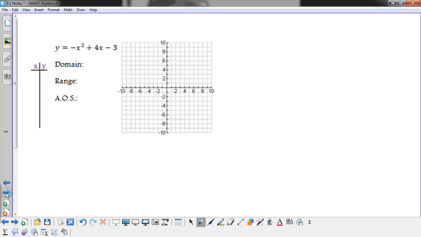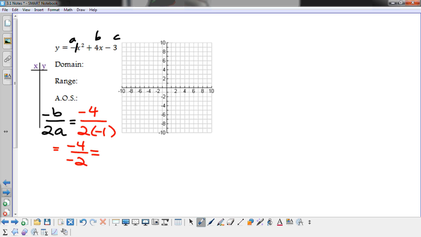All right? Need to do our negative b over 2a. What is the b value here? B is 4. We actually have one. What is a? Yeah, it's negative 1, right? There's not a number there, so it's technically a 1. You can write one in if you want. And c would be negative 3. So negative b over 2a would be negative 4 over 2 times negative 1. So that's negative 4 over negative 2, which would simplify to just 2. So that's our axis of symmetry.